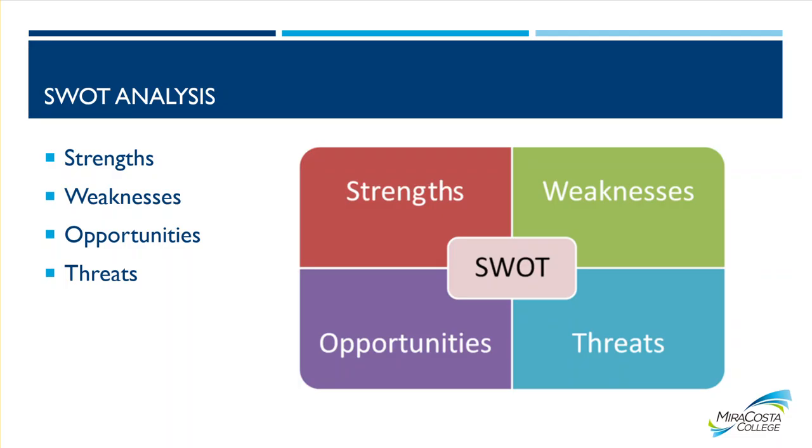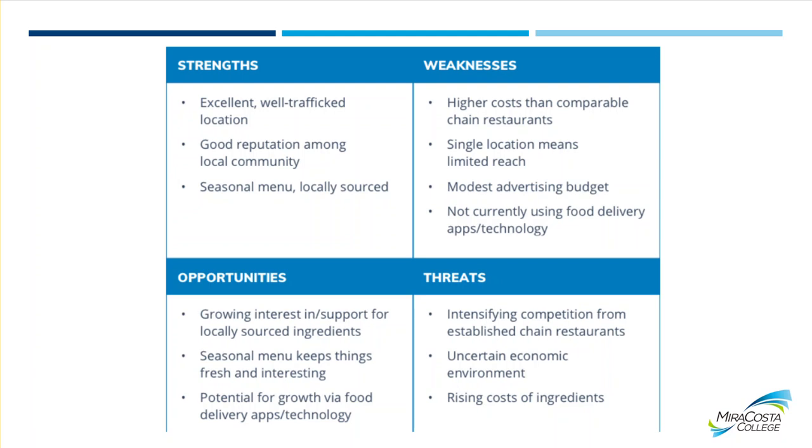Next, we're moving on to SWOT analysis. If you've taken any business classes already, you probably know what this is, but just a little review here. SWOT analysis are the strengths, weaknesses, opportunities, and threats for your product or service. So I have 3 different types of examples in here. This is the first one. Strengths could be excellent, well-trafficked location. A weakness could be single location means limited reach. An opportunity could be potential for growth via food delivery, apps, and technology. And a threat could be rising cost of ingredients. So this is more like if you're a restaurant.